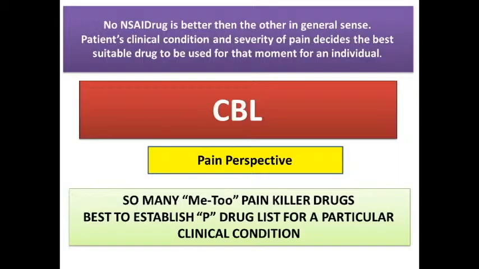Now you should also know that there are too many me-too drugs. We have seen so many categories of painkiller drugs, so it's so confusing. So the best strategy for prescribing any painkiller drug is to establish a personal drug list for a particular clinical condition, so that a particular clinical condition will have at least 4 to 5 painkillers listed, and then you select any one from that according to the condition of the patient and prescribe it to the individual. So with that, I start this case-based learning session, which is quite interesting. Most of the 16-17 cases are about general pain management with the drugs that we have seen in the earlier session.